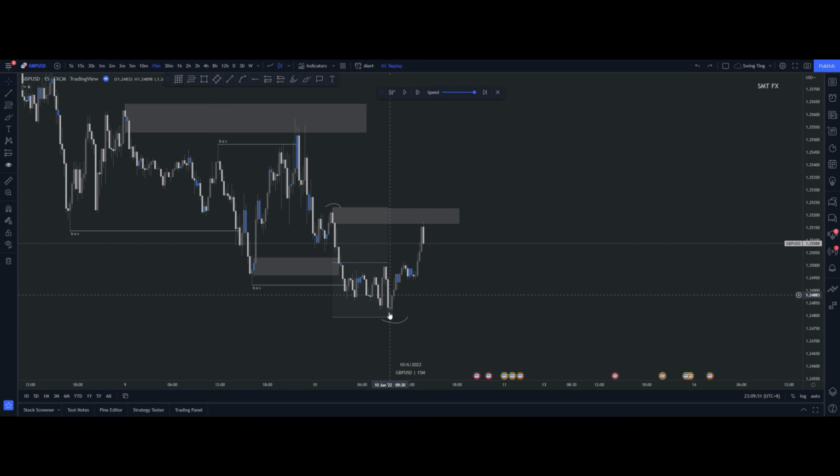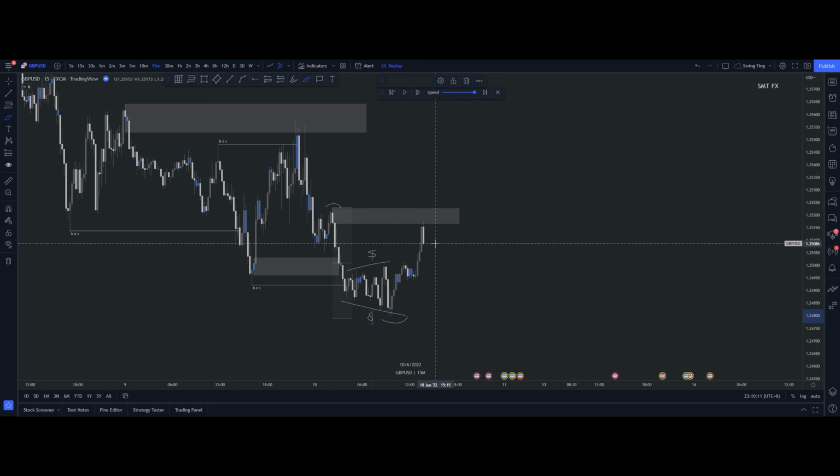The other point I'd like to point out is what we can see here with the way price is moving: we have a range being created with liquidity, right? We have this range here where you've got buy side liquidity, and you've got this liquidity here as well. So you've got both buy side and sell side liquidity resting.